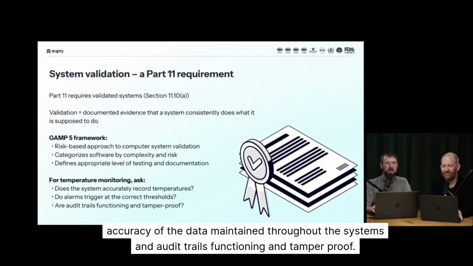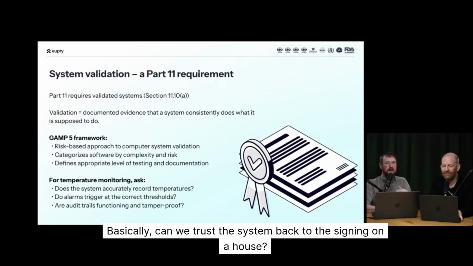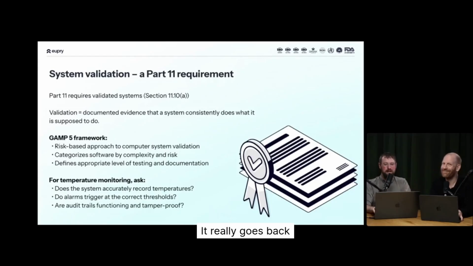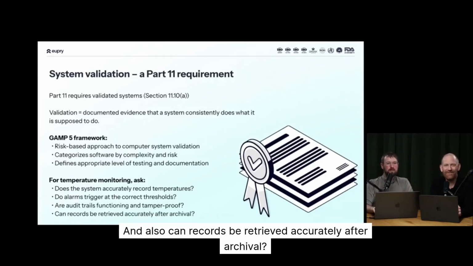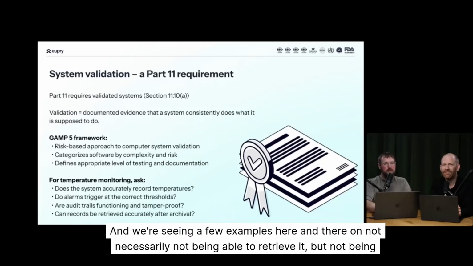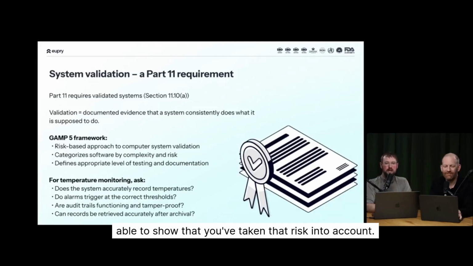And are audit trails functioning and tamper-proof? Basically, can we trust this system? Back to the signing on a house, you wouldn't want the lawyer to change the contract after you sign it, right? It really goes back to that. Preferably not. And also, can records be retrieved accurately after archival? I think that's a very important thing, and we're seeing a few examples here and there, not necessarily of not being able to retrieve it, but of not being able to show that you've taken that risk into account.